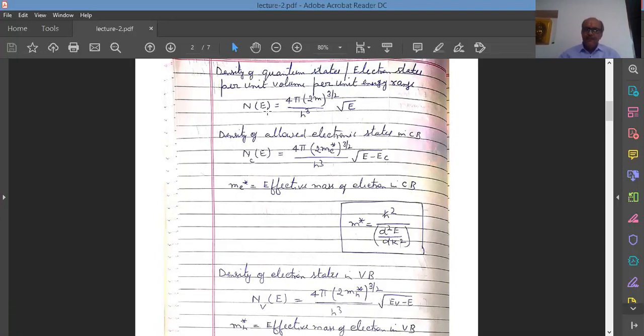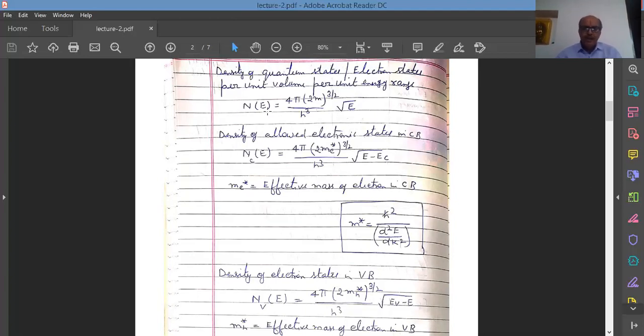So this is the formula that you will come across in the solid state physics paper, in the second paper, where considering a three-dimensional solid, you will come across the formula of density of states going as under root E, that is, E to the power half. That means it is parabolic.